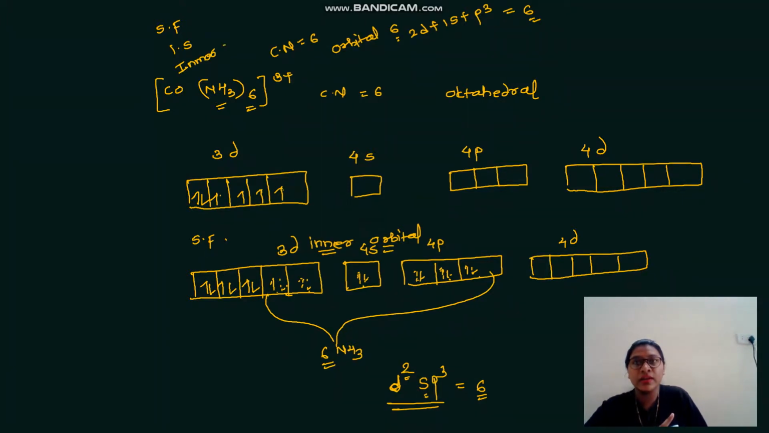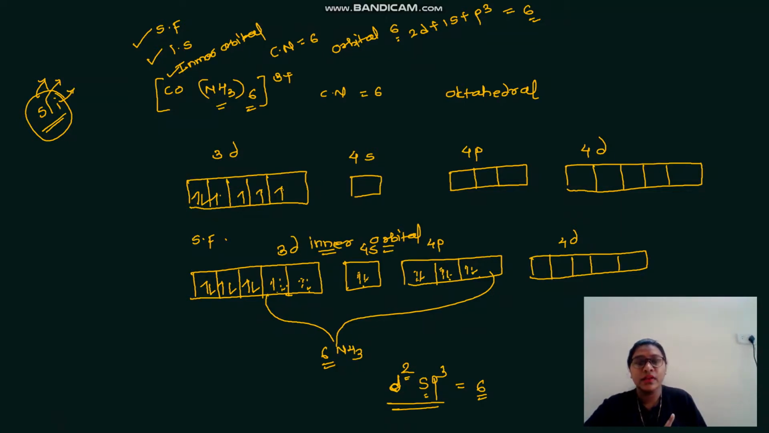Inner orbitals are used. Remember, strong field ligand, then the complex is low spin and inner orbitals are used. This is the trick: SLI. Strong field ligand, then low spin complex, then inner orbitals are used. Here, how to identify the hybridization? Strong field ligand, inner orbitals are used.